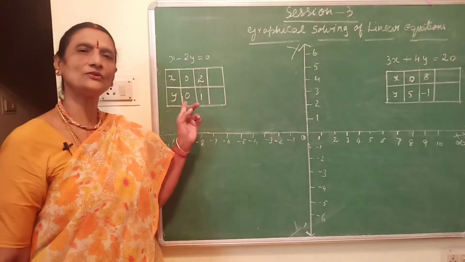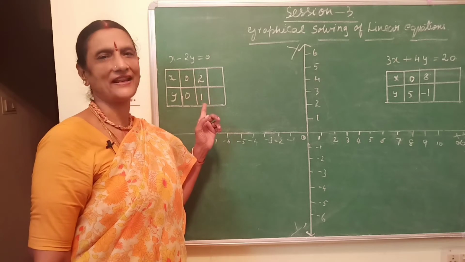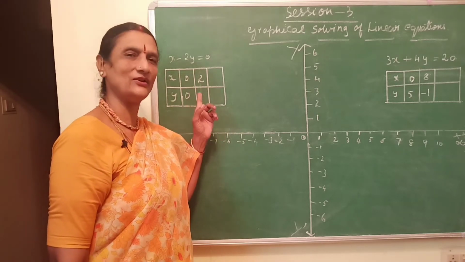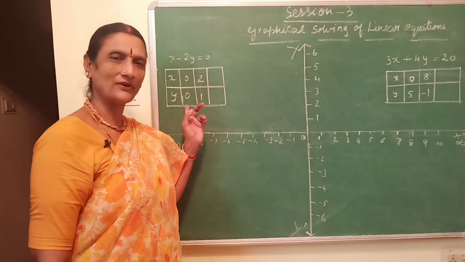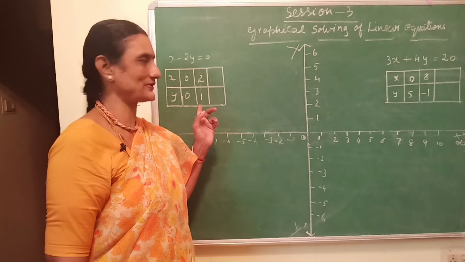So in order to plot the points, we have to get some values for x and y. So what is the method? We can assign some values for x, and you get the corresponding value for y from the same equation. Okay, that is the general procedure.